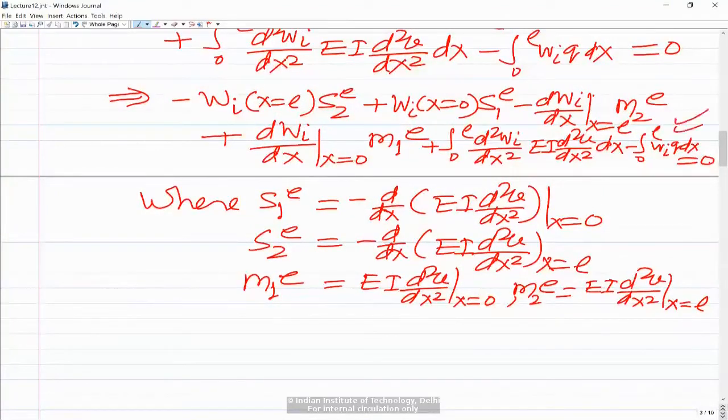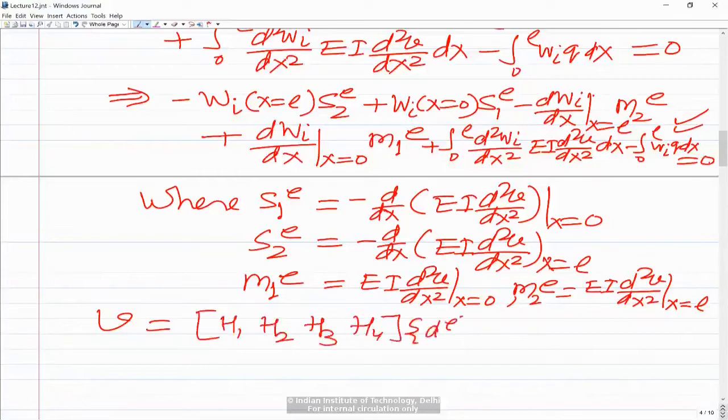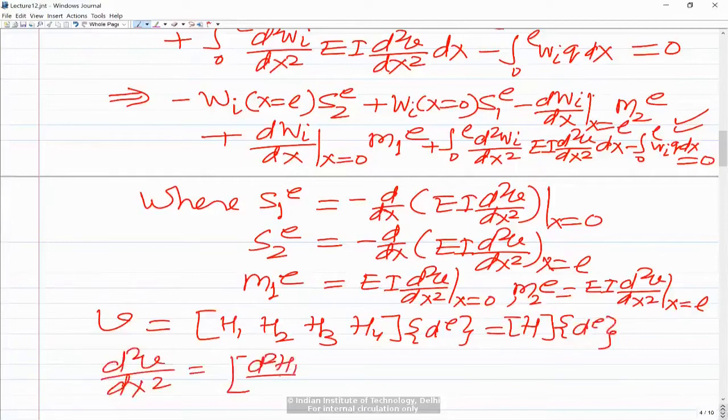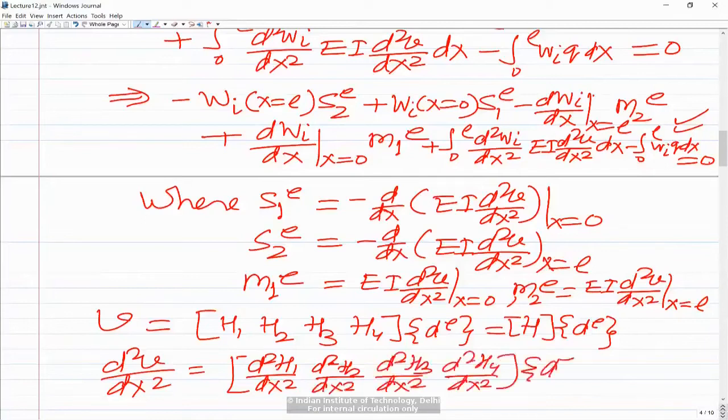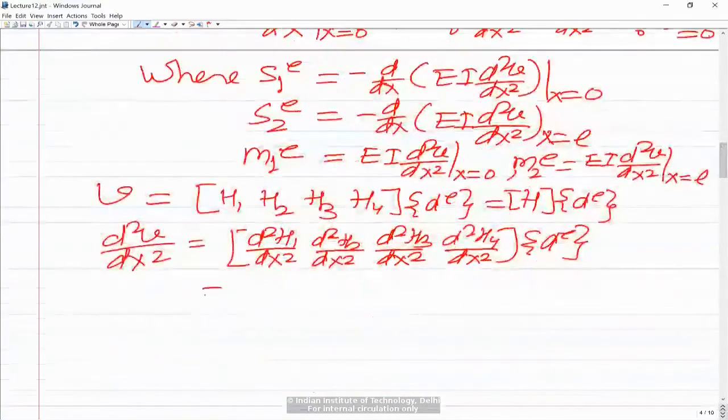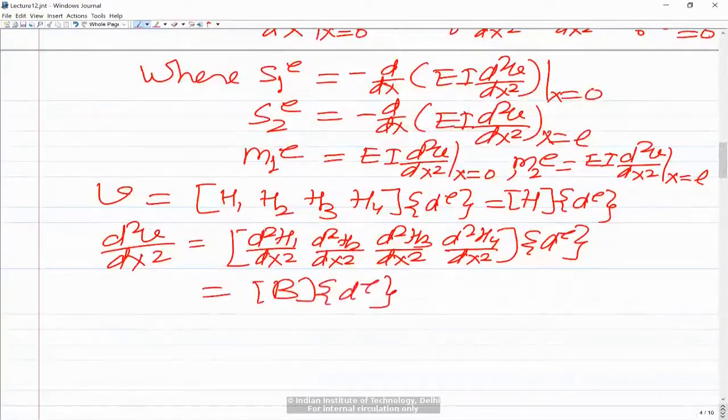So this is the weak form, and using this weak form we now want to develop the element level governing equation. The steps are exactly the same as we did earlier for the approximate solution for v. We will have h1, h2, h3, h4, these are the Hermite interpolation functions, into dE. So we write that as H into dE, and d2v by dx square would be the second derivative of these shape functions, d2 h1 by dx square, d2 h2 by dx square, d2 h3 by dx square, and d2 h4 by dx square, into dE. We call this B into dE. dE is the vector of elemental degrees of freedom, nothing but v1, theta 1, v2, theta 2. That's the same thing because we are talking about the same Euler-Bernoulli beam element.